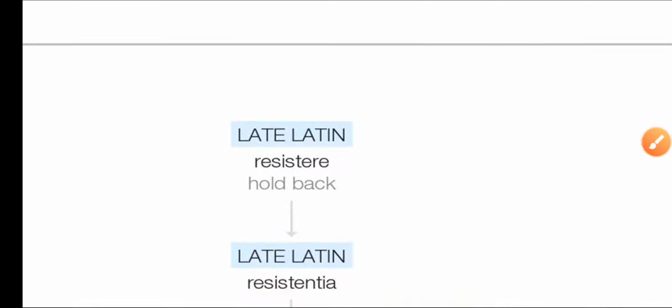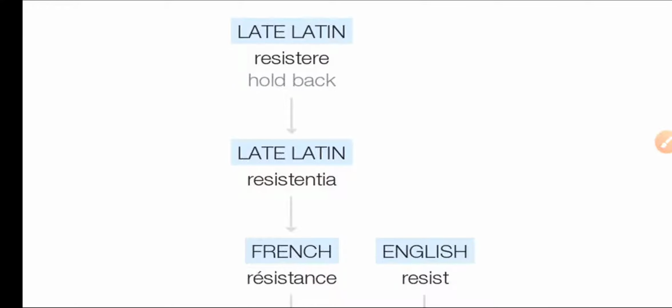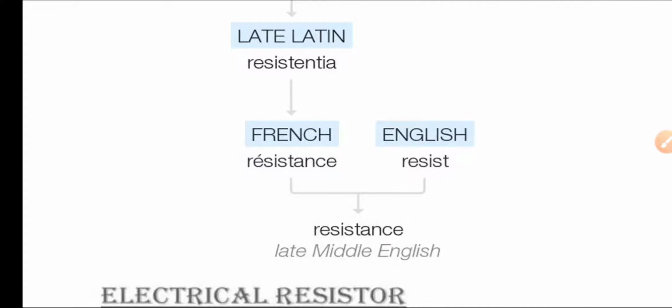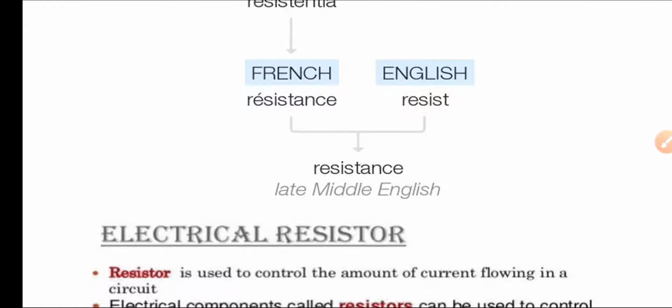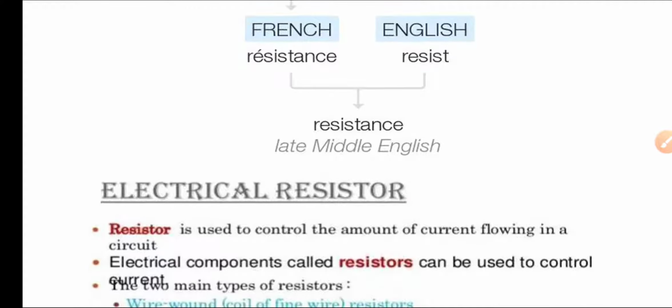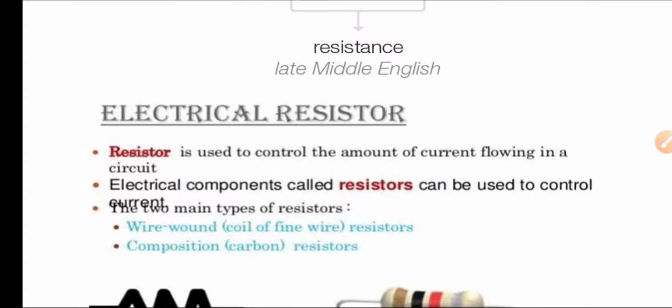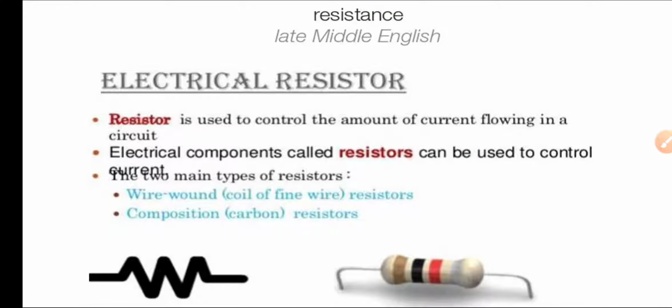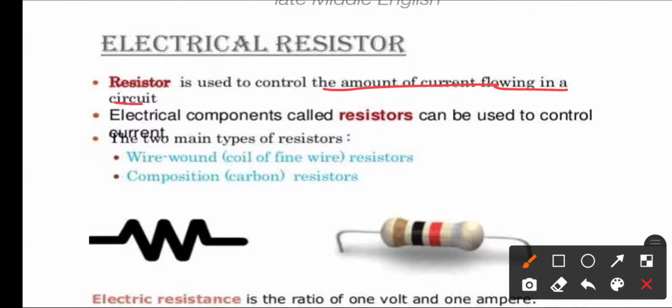So resistance comes from the Latin word resistere, which means hold back, and late Latin resistantia, then French resistance, then English word resist, to stop, to oppose something. Further it is explained in the form of the electrical resistor. A resistor is used to control the amount of current flowing in the circuit, and electrical components called resistors can be used to control the current.